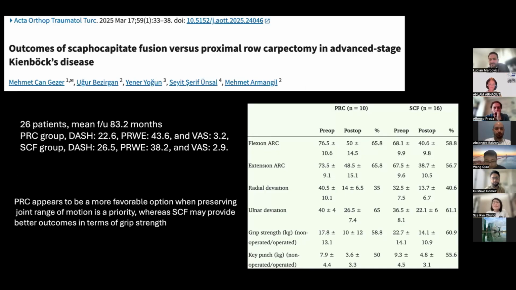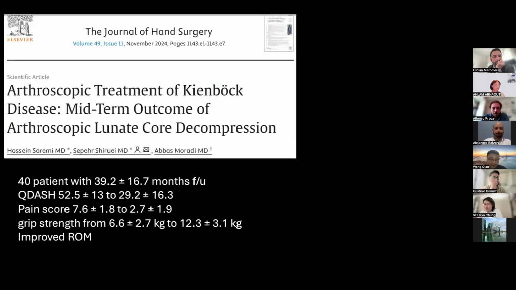And what they find is they both work, they both reduce pain, they both improve function, and some difference that may be taken into consideration when you discuss with the patient is that the data seems to show that for the proximal row carpectomy cases, they preserve the range of motion of the wrist a bit more, but for the scaphocapitate fusion patients, the grip strength seems to be better. So one way is more preferable for the range of motion, the other way is more preferable for the strength. So I think that's some information the patient probably should know before they make a decision.